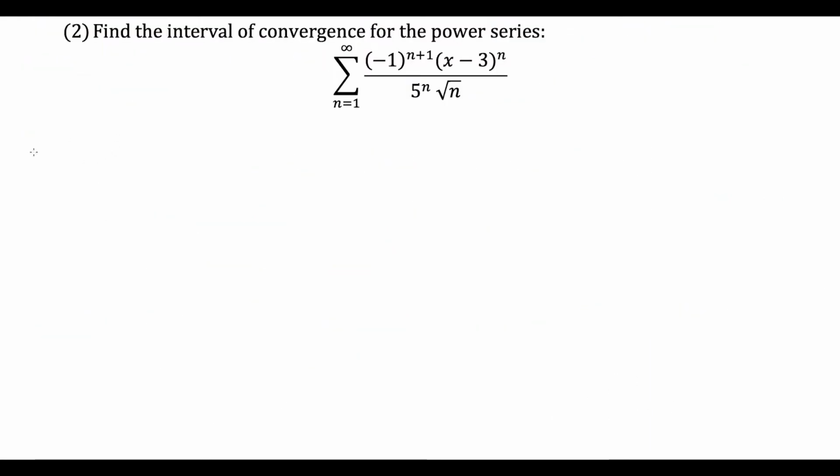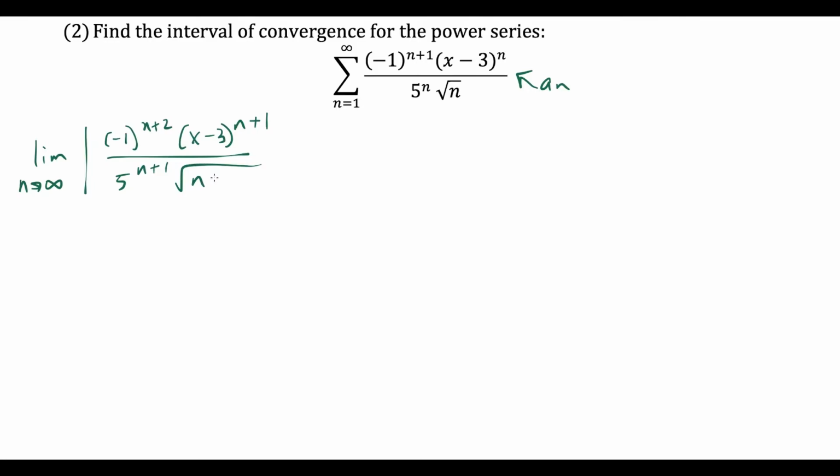So same process here, we're going to apply the ratio test, and let's just say this is the a sub n term. So we're taking the limit as n goes to infinity, and a sub n plus 1 is going to give us negative 1 to the n plus 2, and then we're going to have x minus 3 to the n plus 1 power over 5 to the n plus 1 times the square root of n plus 1.